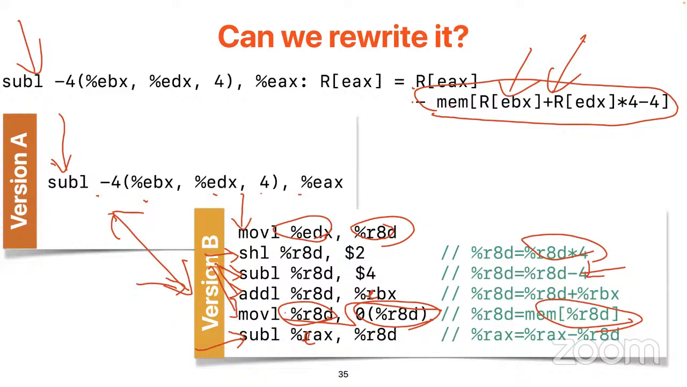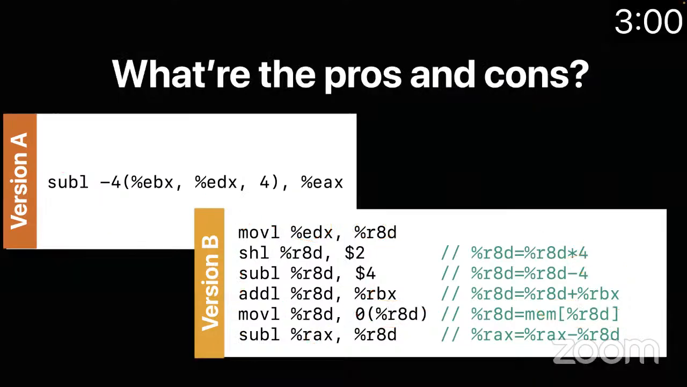And now I want you to discuss in groups: we have seen two different ways of expressing the same program. What are the pros and cons of these two different implementations? Let me first send out the question in the chat, and then we can go into discussion.